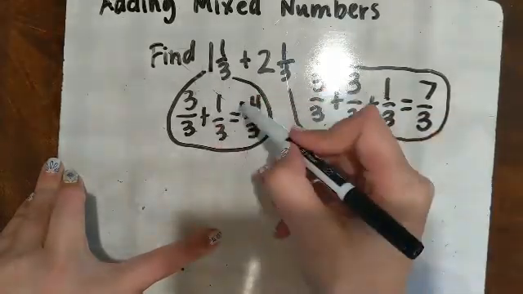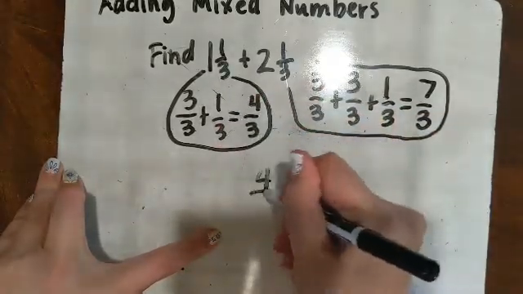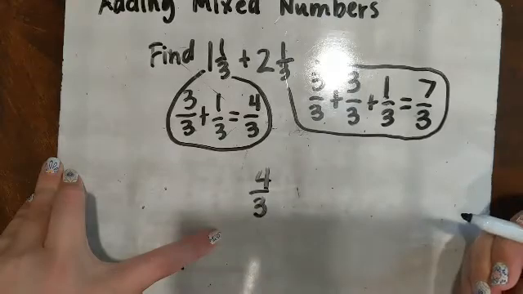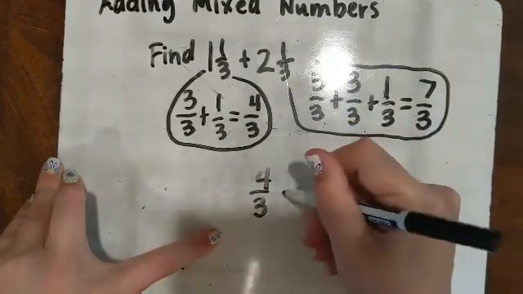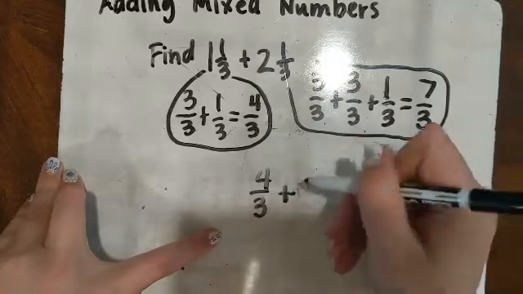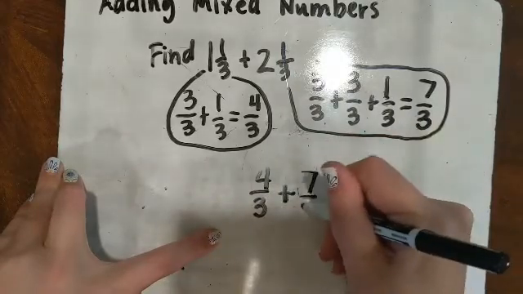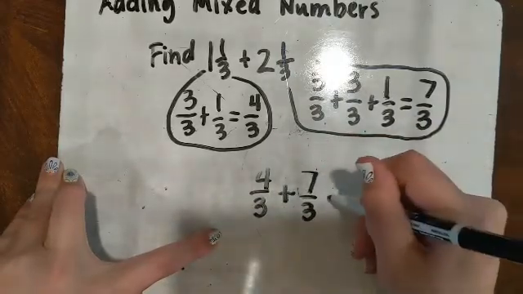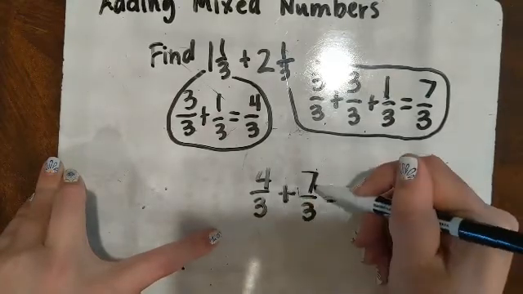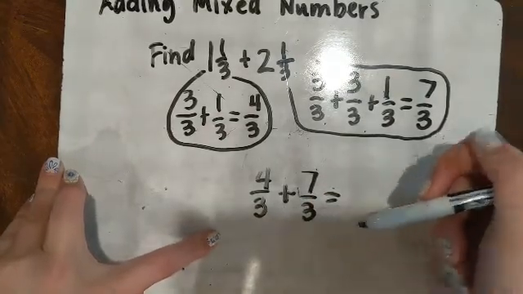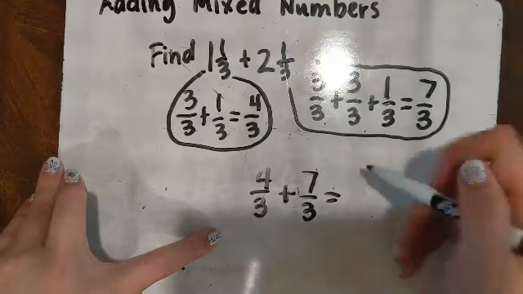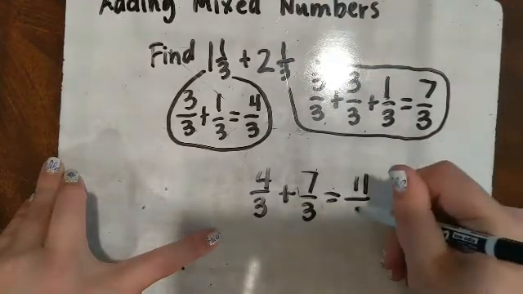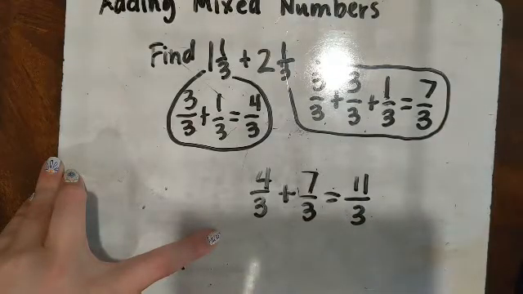So we know that 1 and 1/3 is equal to 4 thirds, right? And 2 and 1/3 is equal to 7 thirds. So all together, if we have 4 thirds and 7 thirds, how many thirds do we have? 7 plus 4, we have 11 thirds. Okay, but wait, we're not done.